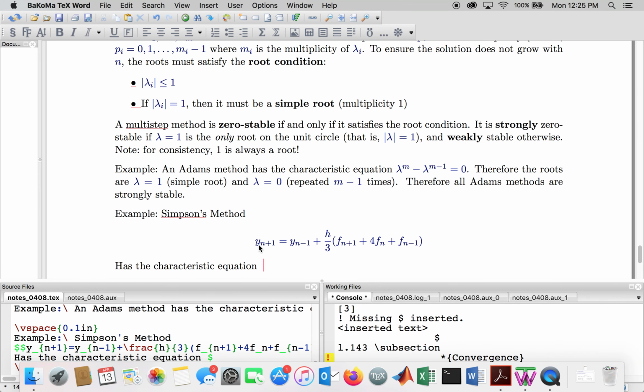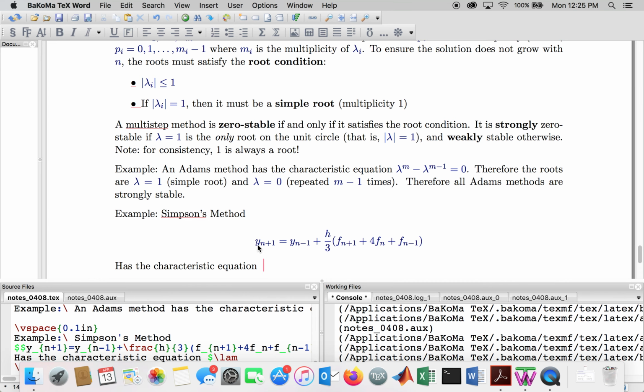So y_{n+1}, alpha not equals 1. So that gives us a term lambda squared. And it's lambda squared because this is a two-step method. Notice we go back to time n minus 1. However far back you go indicates what the value of m is. Because we go back 2 steps, it's a two-step method. So the leading term of the characteristic equation is lambda squared.